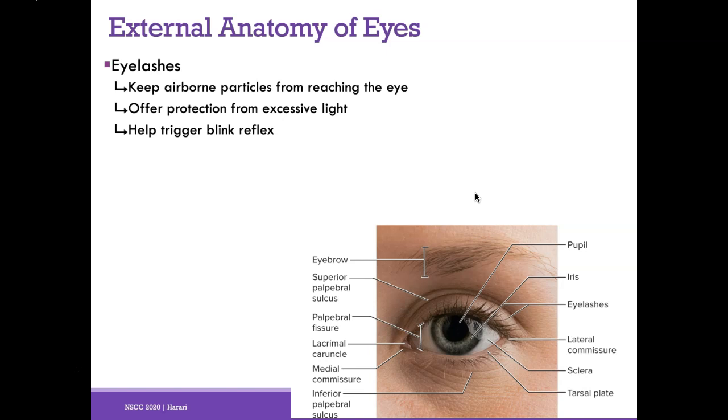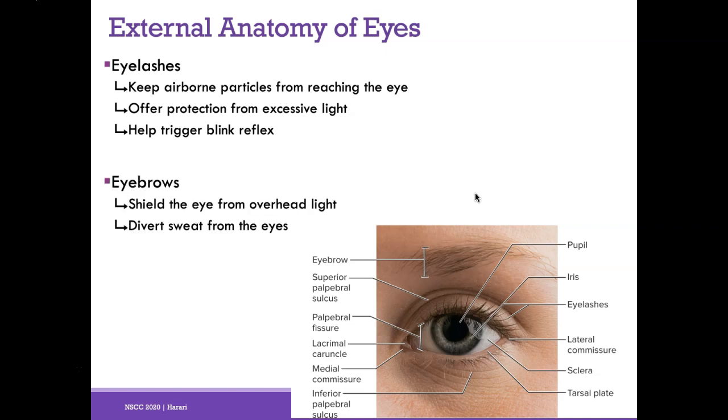Outside of the eye, we have eyelashes that help keep anything floating in the air from getting into the eye. It also has minimal protection from excessive light. The eyelashes can also help trigger the blink reflex. So if a particle hits the eyelash, then you're going to blink right away. The eyebrows shield the eye from any light that's directly overhead.